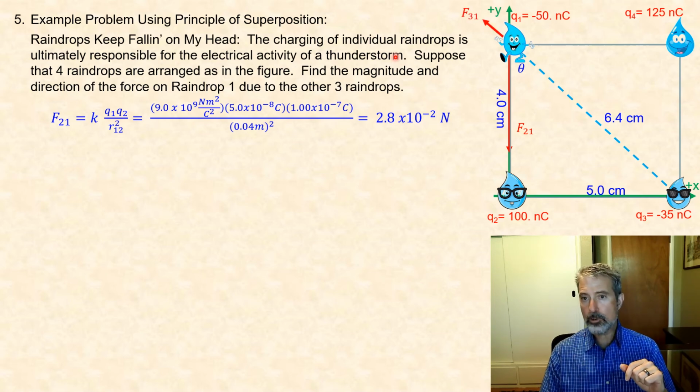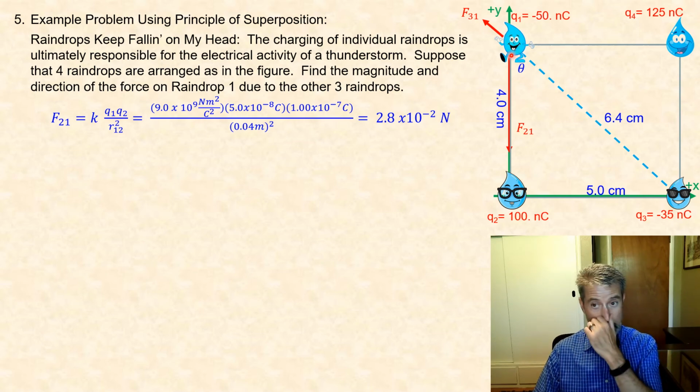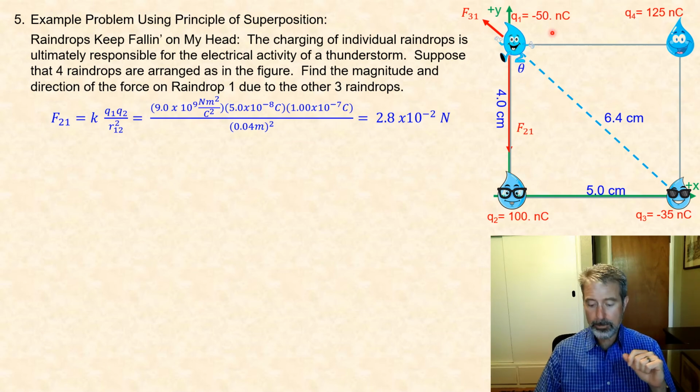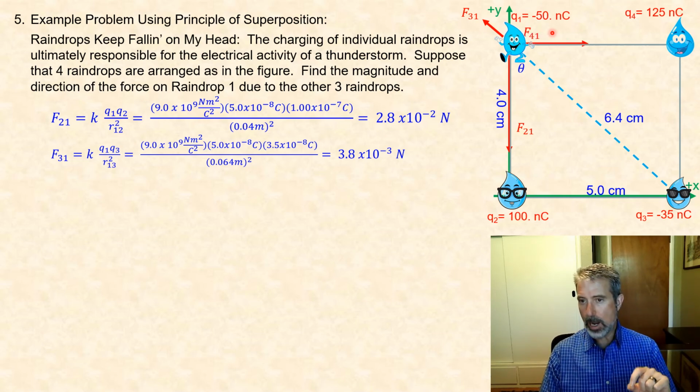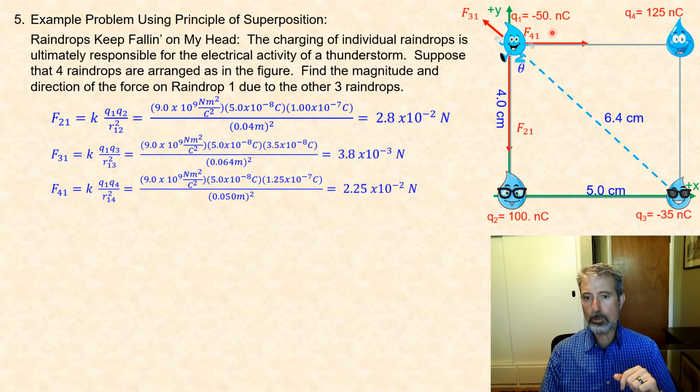So for raindrop 3, notice that the force it exerts on raindrop 1 is repulsive because they're both negatively charged. Once again, we can apply Coulomb's law to find the magnitude of this force. And then finally, for raindrop 4, the force it exerts on raindrop 1, F sub 4(1), is attractive, and we can once again apply Coulomb's law to find the magnitude of that force.